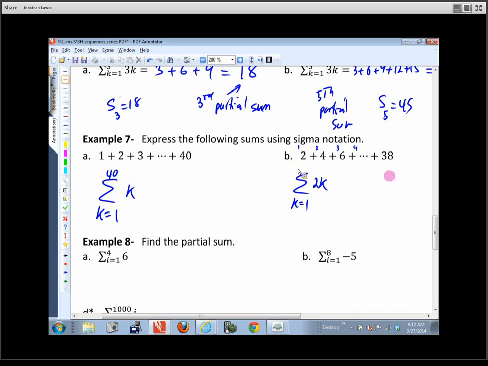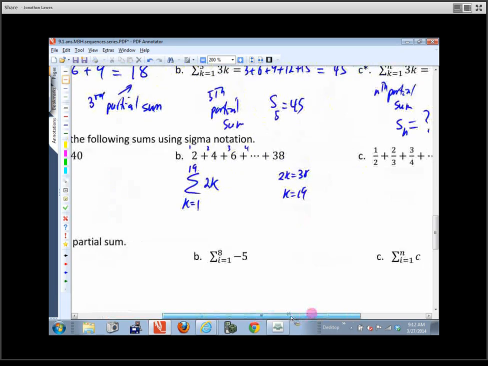So one way I can do this is I can say, when does 2k equal 38? Divide by 2, and I get 19. k equals 19 would produce the last one. So this would represent the 19th partial sum for that particular series. Any questions?